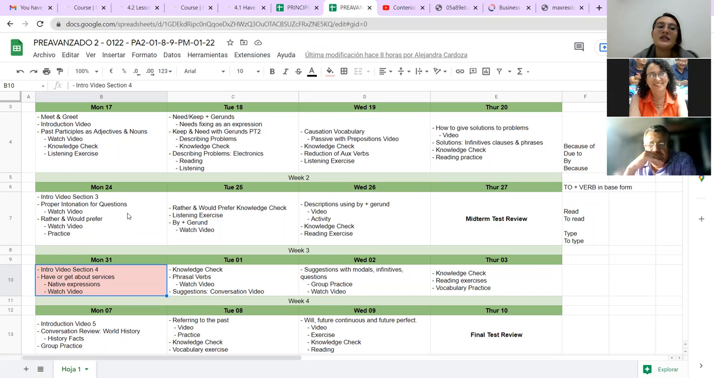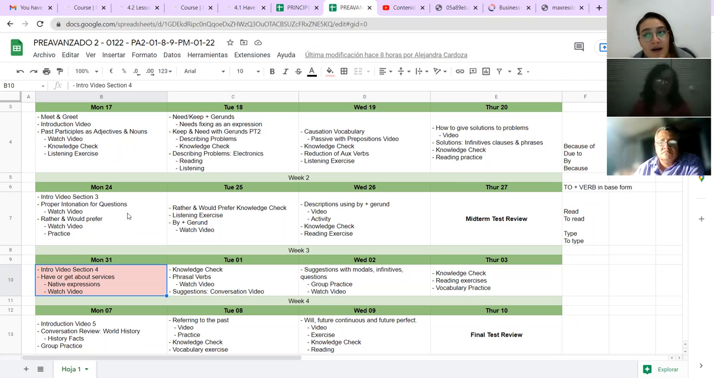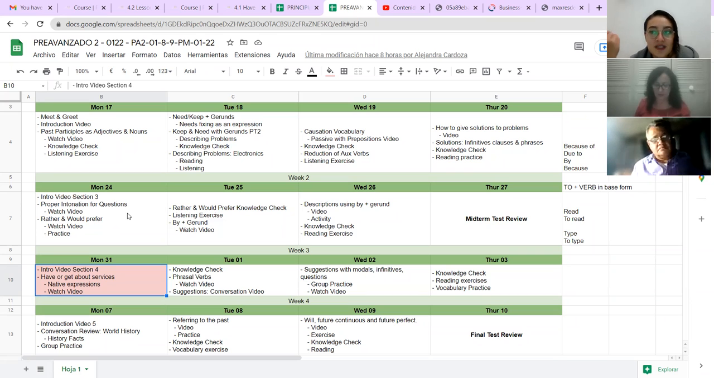We are reviewing the agenda and we were talking about section four and how we will be reviewing have or get about services. So you might have heard sometimes when you are watching movies, or maybe you have read it when you're reading a book or the newspaper or any text really, that they mention getting their nails done, getting their hair done, right? Y usualmente en español decimos voy a ir a que me hagan el pelo, voy a ir a que me hagan las uñas. So that's exactly what it means. No decimos voy a ir a que me haga, sino voy a ir a que me hagan el pelo, voy a ir a que me hagan las uñas. So that's what getting your hair done, getting your nails done means.